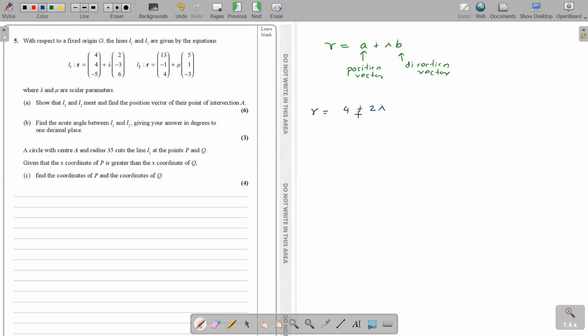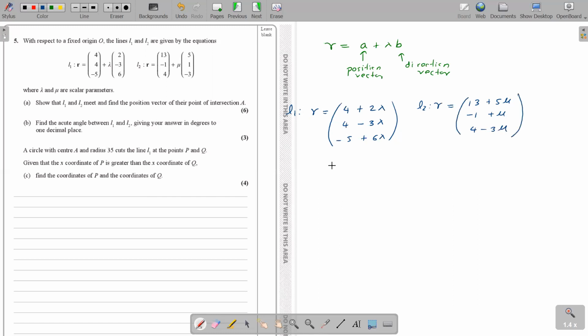First I'll add here 4 plus 2 lambda. Here I get 4 minus 3 lambda. Here I get minus 5 plus 6 lambda, right? So from line 1, I added the position vector and the direction vector, and I'm getting a general coordinate on top of line 1. Similarly, get a general coordinate on top of line 2: 13 plus 5 mu, minus 1 plus mu, 4 minus 3 mu.